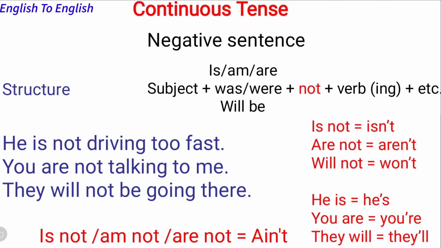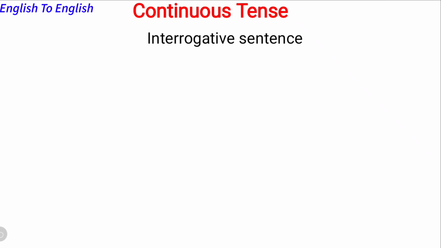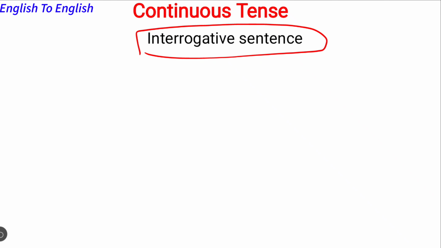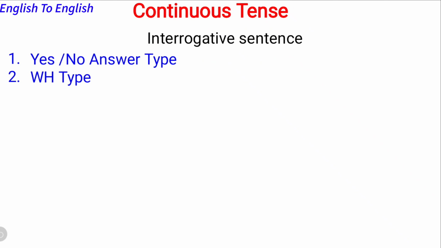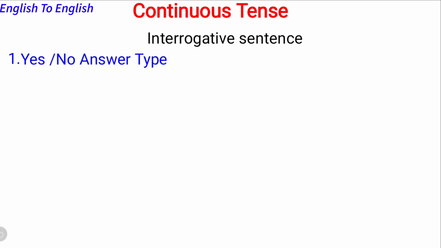Okay, so let's move ahead and see what is interrogative sentence in terms of continuous tense. So we have two kinds of interrogative sentences. First is yes or no answer type, and second is WH type. What is yes or no answer type? So yes or no answer type questions are the questions where we can answer in just one word, like yes or no. So let's take an example. Are you going to temple?